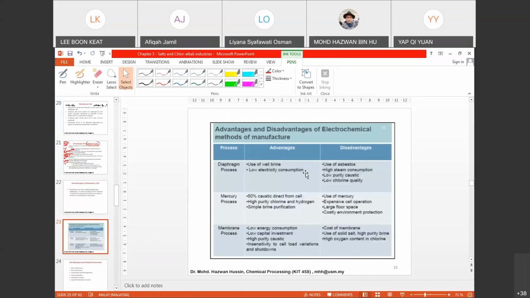So this is basically the comparison between the diaphragm process, mercury cell process, and membrane cell process. You will have advantages and disadvantages. This is considered important for you to remember, okay? Because all this discussion will normally be asked during tests or during the exam. So just differentiate what the advantages and disadvantages are. And remember the reactions that occur at the anode and cathode must be remembered as well, right?